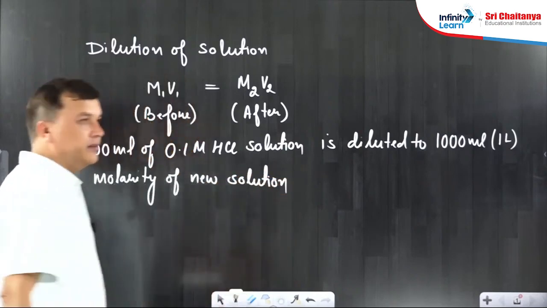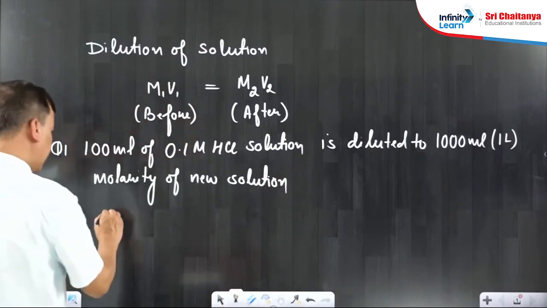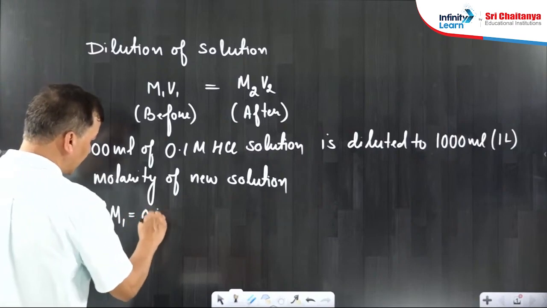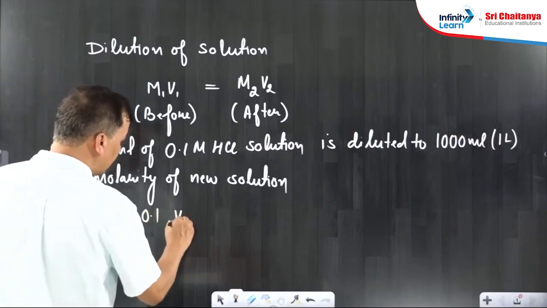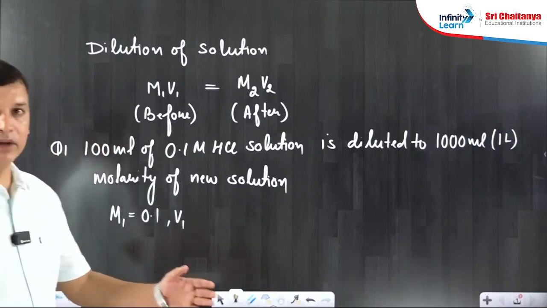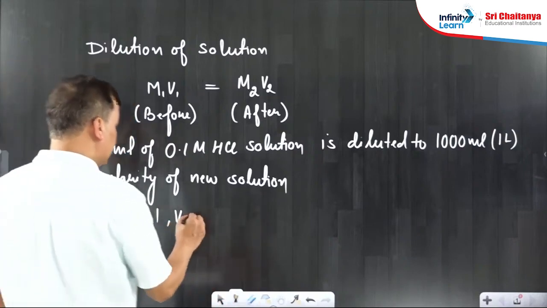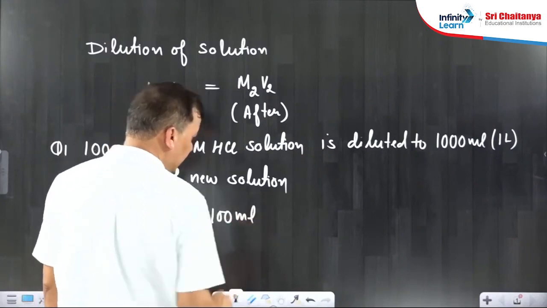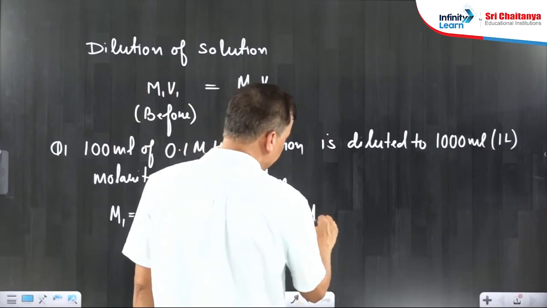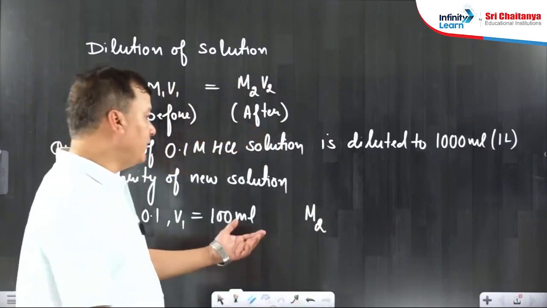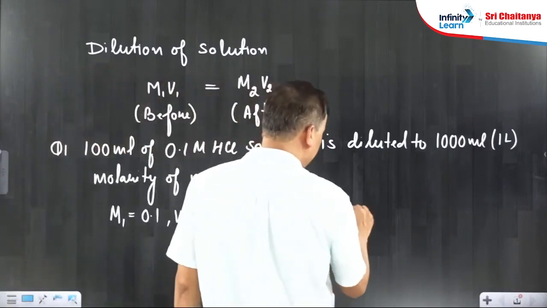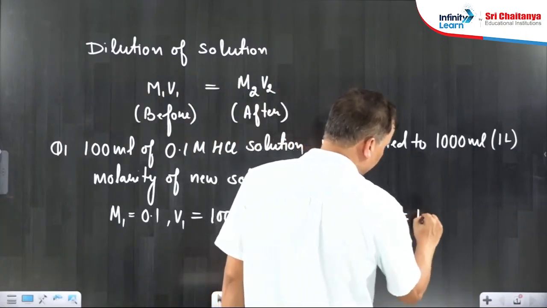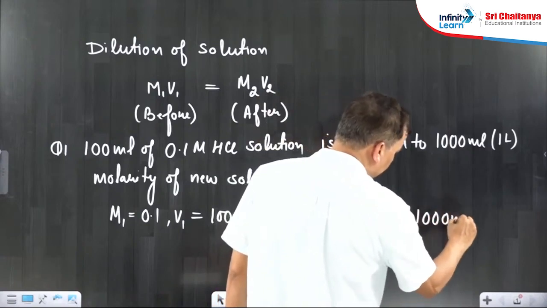So, my dear friends, please tell me what is M1 here? M1 is the molarity before dilution, that is equal to 0.1. And what about V1? V1 here is the volume of solution before dilution, that is equal to 100 ml. Now, dear students, M2 is the molarity after dilution, that we have to find out. And V2 is 1000 ml, since it is diluted to 1000 ml.